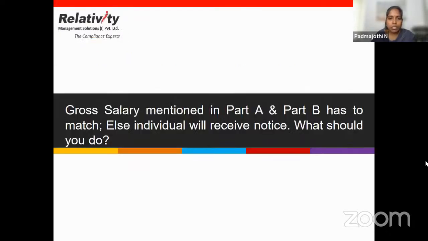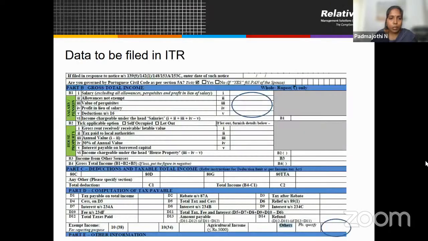And next section. Okay, next is the interesting question. The gross salary mentioned in part A and part B has to be matched, else the individual will receive a notice. What should you do? If the gross salary that we are mentioning in part A and part B is not matched, there might be cases where the employee will receive a notice, and what are the steps you have to take care of? That is what we are going to detail.